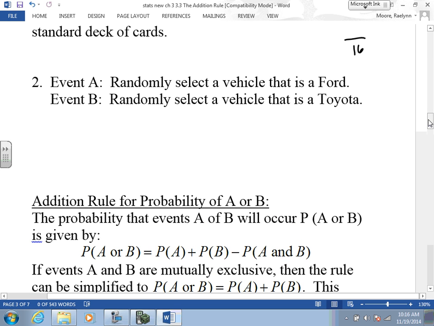Okay, you randomly select a vehicle that is a Ford. Event B, you randomly select a vehicle that is a Toyota. Is it mutually exclusive?